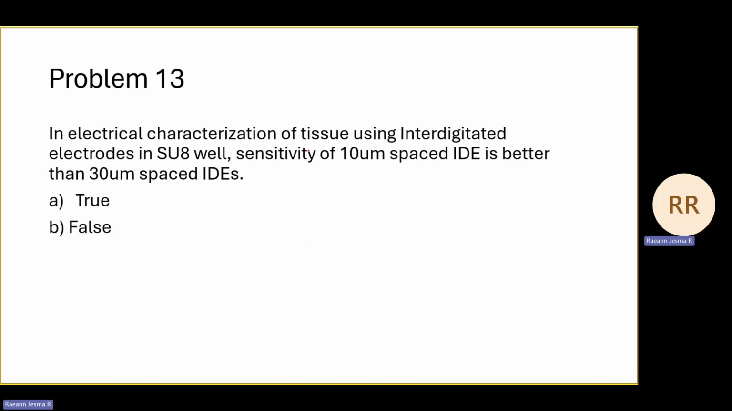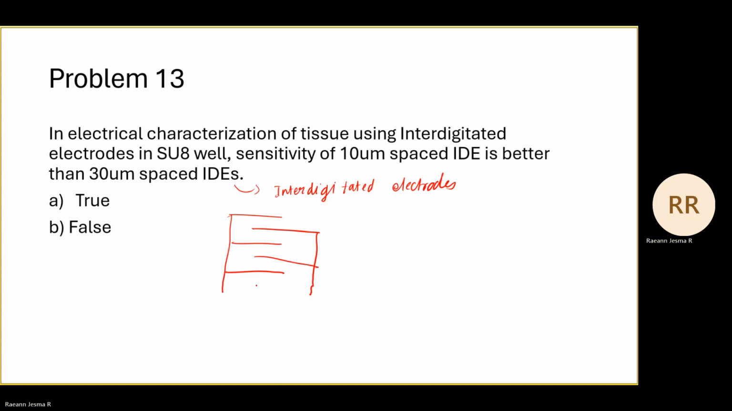Problem 13. In electrical characterization of tissue using interdigitated electrodes in SU8 well, sensitivity of 10 micrometer spaced IDE is better than 30 micrometer spaced IDE. IDE is interdigitated electrodes, and you have to say whether the statement is true or false. Let's say I'm having my first IDE like this, and my second interdigitated electrode is like this. You have to say whether, if you are having a 10 micrometer spaced IDE versus a 30 micrometer spaced IDE, which one will have better sensitivity? Sensitivity is change in output divided by change in input, like for a particular change in input, how much change in output you are getting.